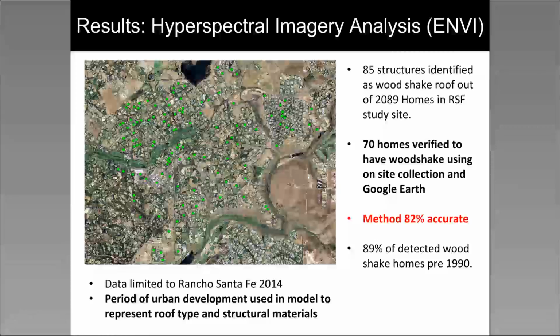Unfortunately, this hyperspectral imagery was only available for Rancho Santa Fe and not all 3 of our study sites, and so we couldn't use it in the overall model, but it was an interesting part of the study to test a GIS method for looking for roof type.